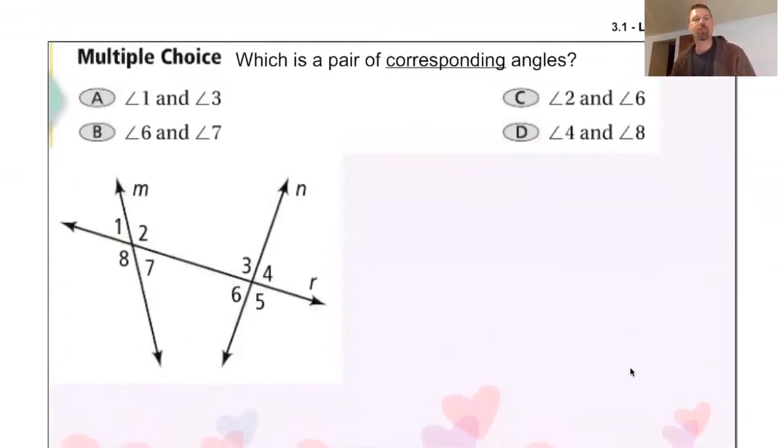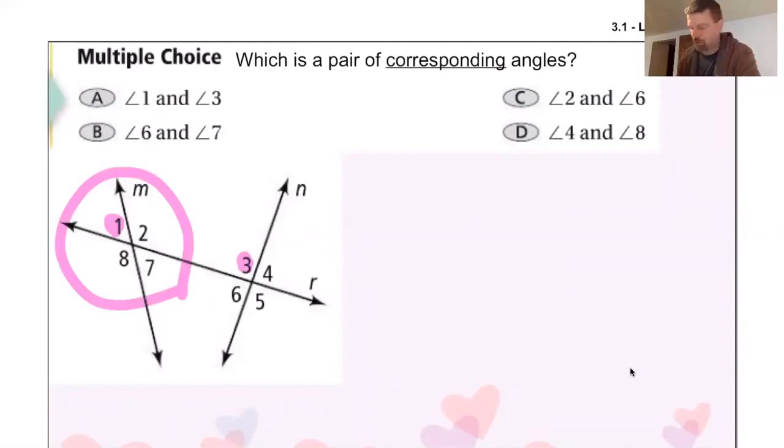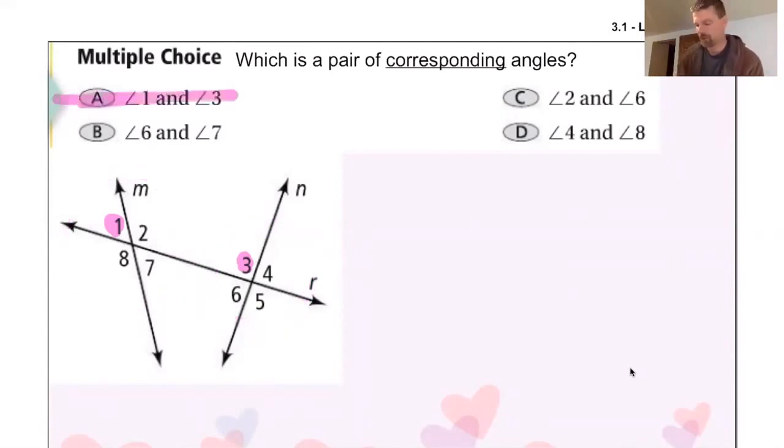All right, what about this one? Corresponding angles. See if you can figure out which one of these shows a pair of corresponding angles. Again, I'm going to pause for just a moment. All right, let's explore it. Angles 1 and 3. Here's 1, there's 3. Over here, that's on the upper left-hand corner. Over here, that's on the upper left-hand corner. That's the same relative spot, both in the upper left-hand corner. That's what corresponding angles are.